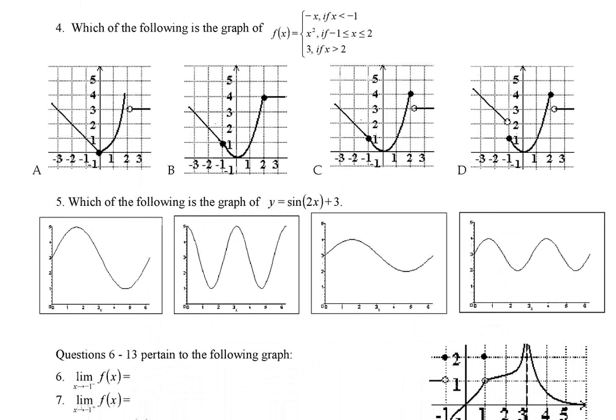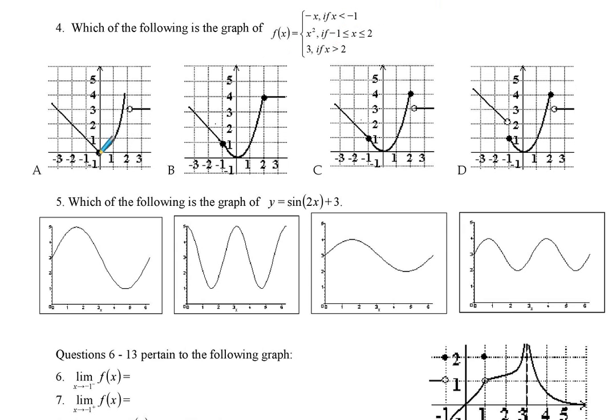Let's go ahead and review this piecewise graph. This is just piecewise graphing. We worked quite a bit with piecewise graphs when we were doing limits. So here, this is the graph. y is negative x if x is less than negative 1, it's x squared between negative 1 and 2, and it's 3 if x is greater than 2. So notice your cutoffs here are negative 1 and positive 2.